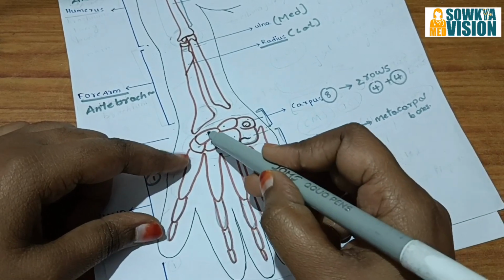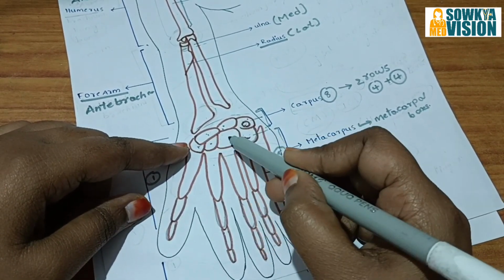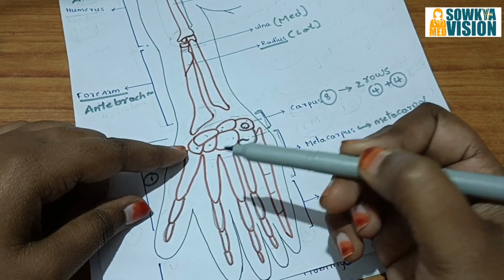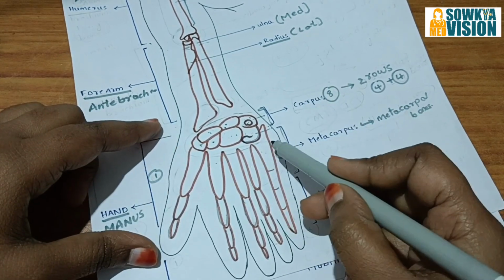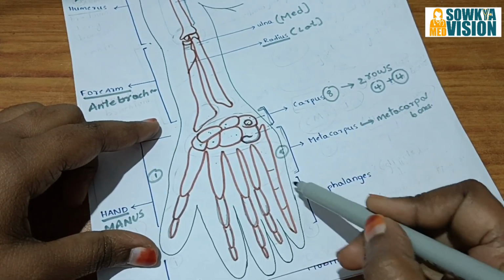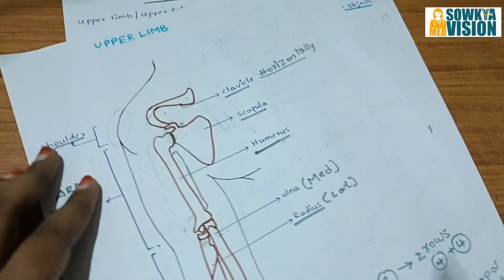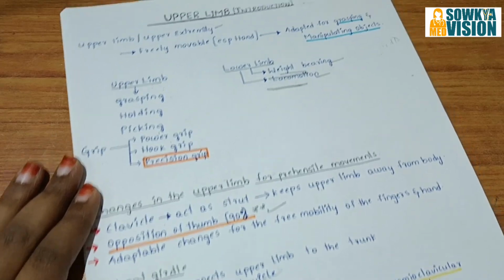Carpo-metacarpal joints. Now these carpals articulate with each other, forming the intercarpal joint. And these are the metacarpus. These are the phalanges. Now let's see in the description.